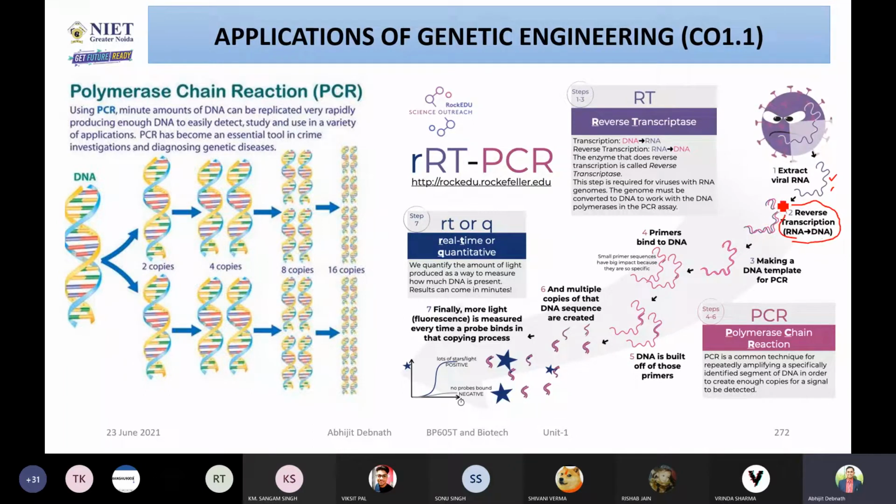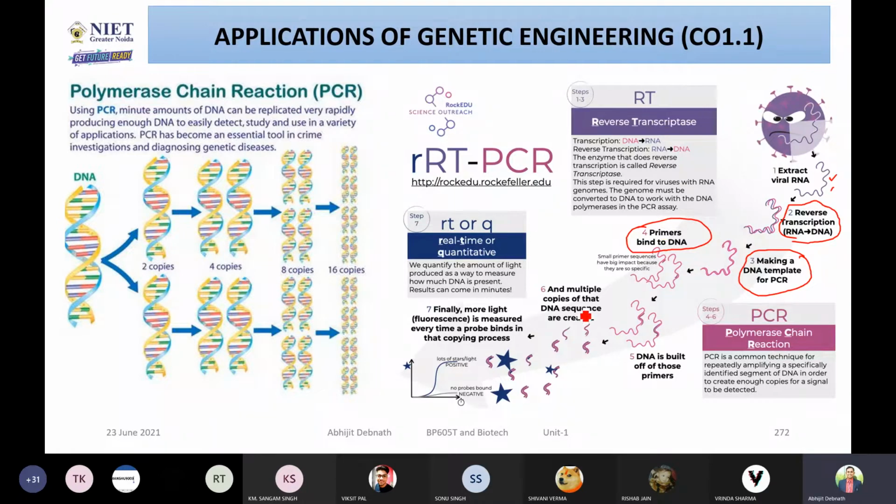So you can see there are two different helices. From RNA, DNA is being made here. Then the DNA template is made using polymerase chain reaction. After that, in the third step, a primer will bind to the DNA. Small primer sequences are very important. They will be helpful for our understanding. I will tell you more about that in my video.